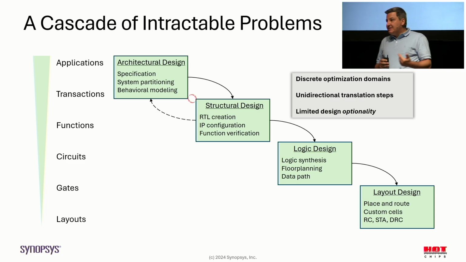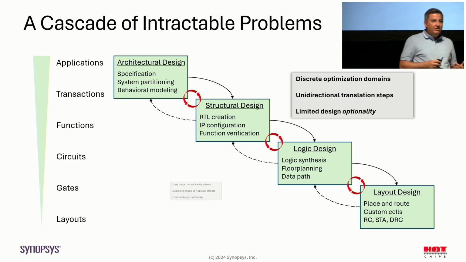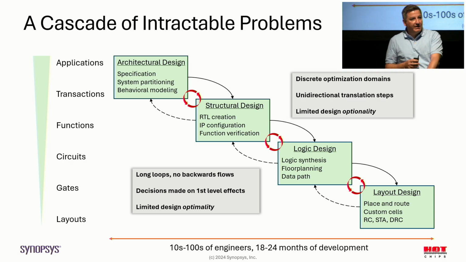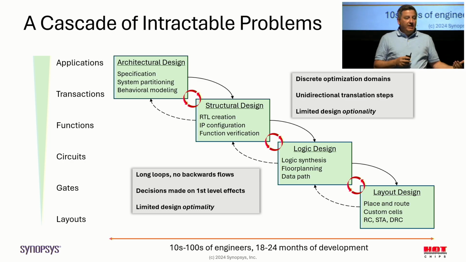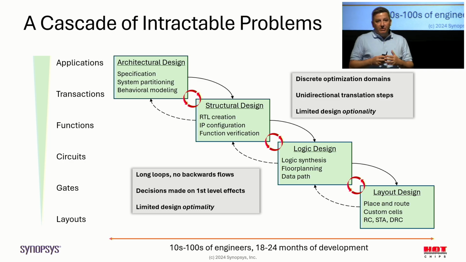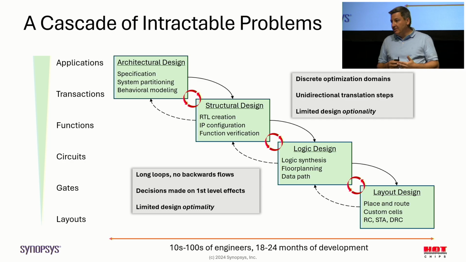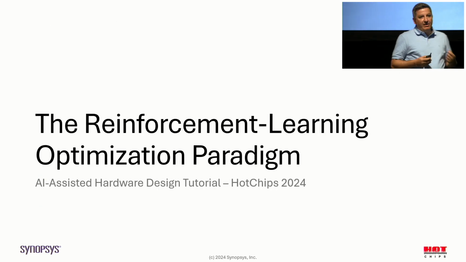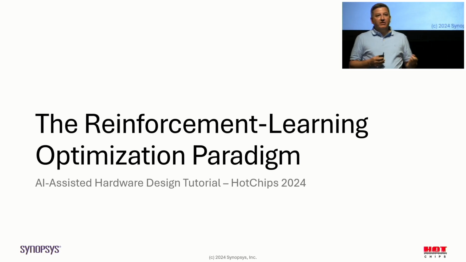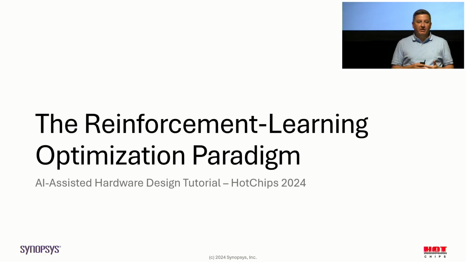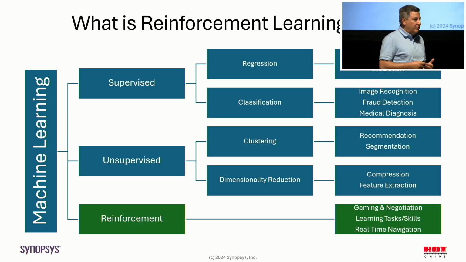And the other thing that's killing us is the difficulty of providing feedback from downstream effects to upstream effects, right? So we have these loops, we have no well-defined backwards flows, decisions are made at first level effects only. And once we identify an optimal solution, we lock it in. That limits our ability to explore the downstream solution. So that's why we care, and that's why reinforcement learning caught our attention as early as 2018 at Synopsys, as we started exploring opportunities in reinforcement learning.